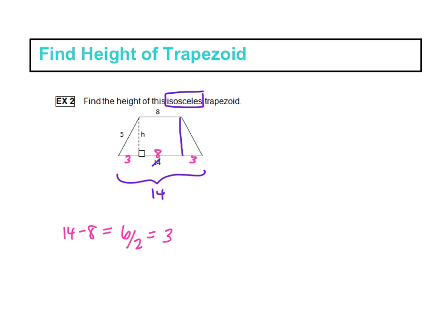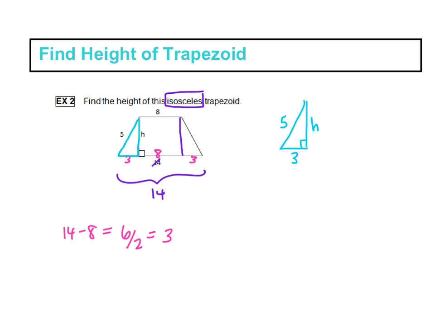So finding the height, let's focus on the fact that we have this nice right triangle right here. We now know two sides of it. I'll go ahead and redraw it over here. This is 3. Our hypotenuse is 5. Now to find our missing side, I'll label it with an h because it's our height. Two ways to find this.